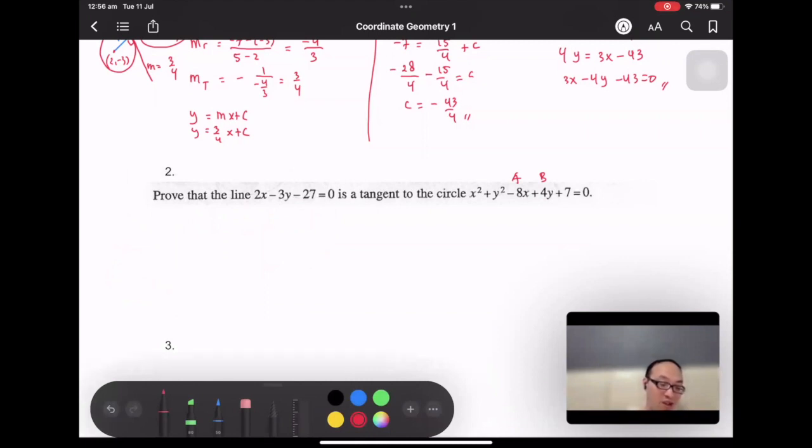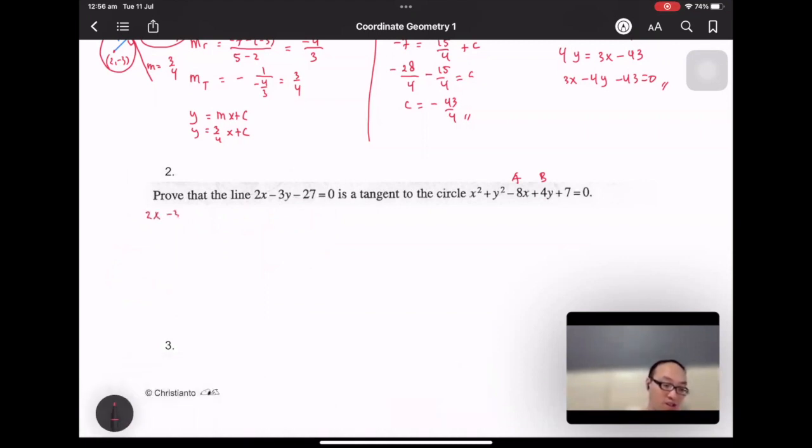And then I can rearrange to 2x minus 3y minus 27 equals 0. I want to replace the y. So 3y equals 2x minus 27, so y equals 2 over 3 x minus 9. And then I can replace it into the equation. So it's x squared plus y squared, 2 over 3 x minus 9.